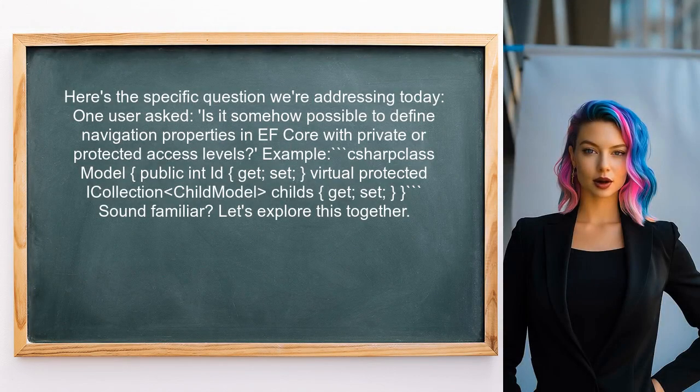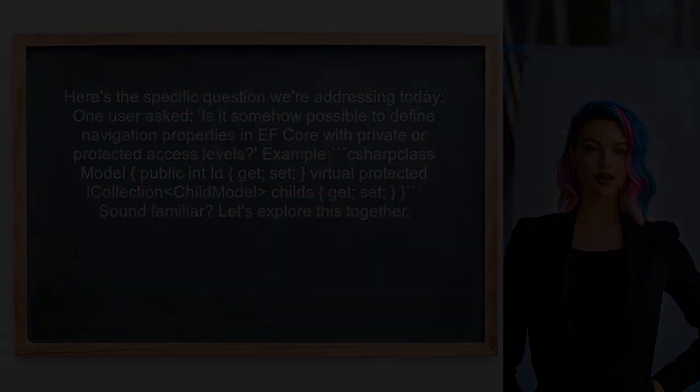Here's the specific question we're addressing today. One user asked, is it somehow possible to define navigation properties in EF Core with private or protected access levels? They provided an example with a protected collection of child models. Sound familiar? Let's explore this together.